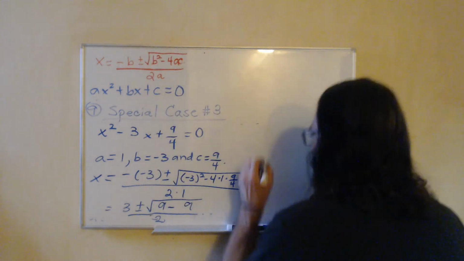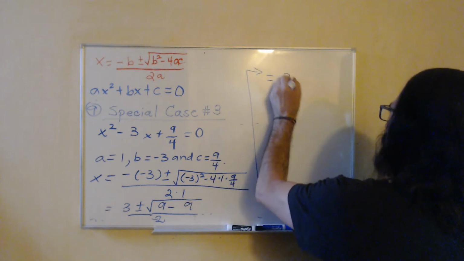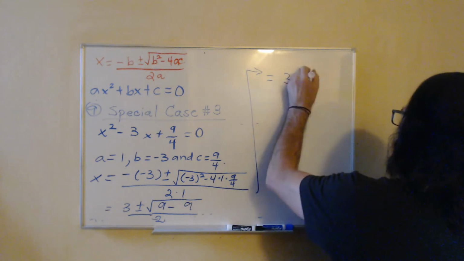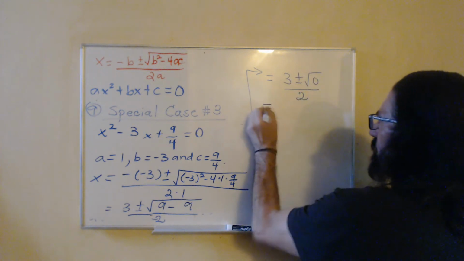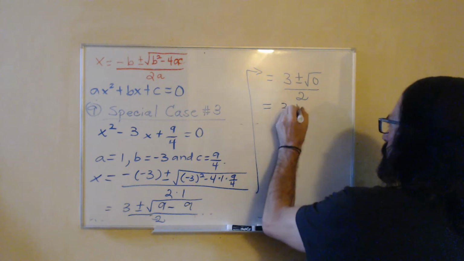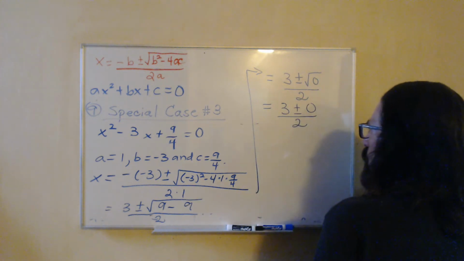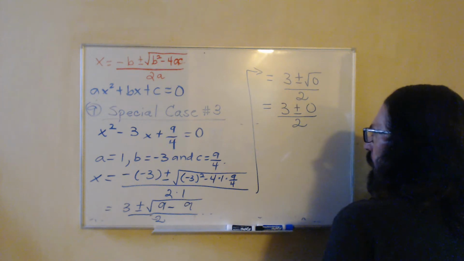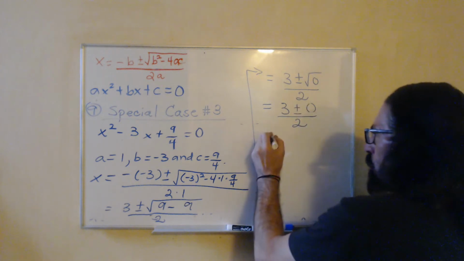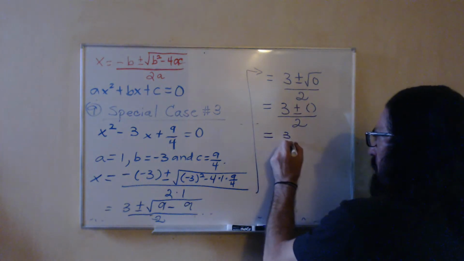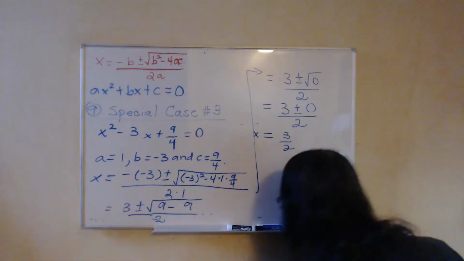So we have 3 plus or minus the square root of 0 all over 2, which is defined. Square root of 0 is 0. Whether we subtract 0 from 3 or add 0 to 3, we're getting 3 either way, so we get a single answer that x is equal to 3/2.